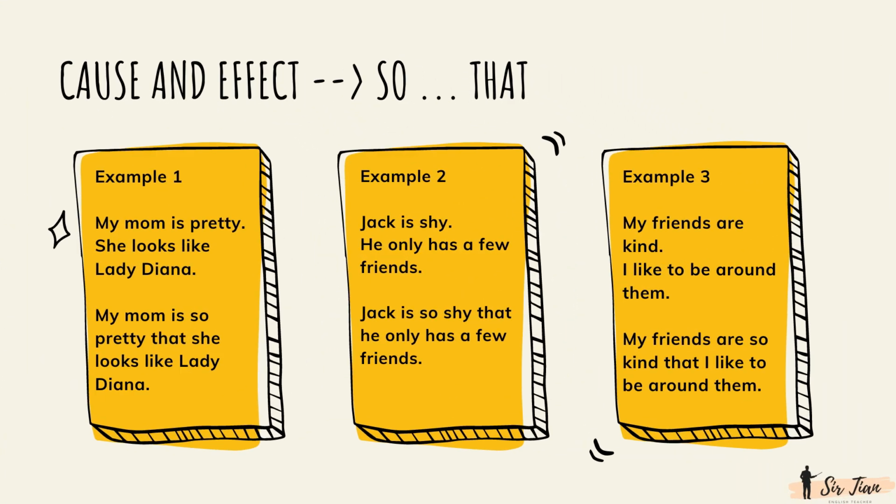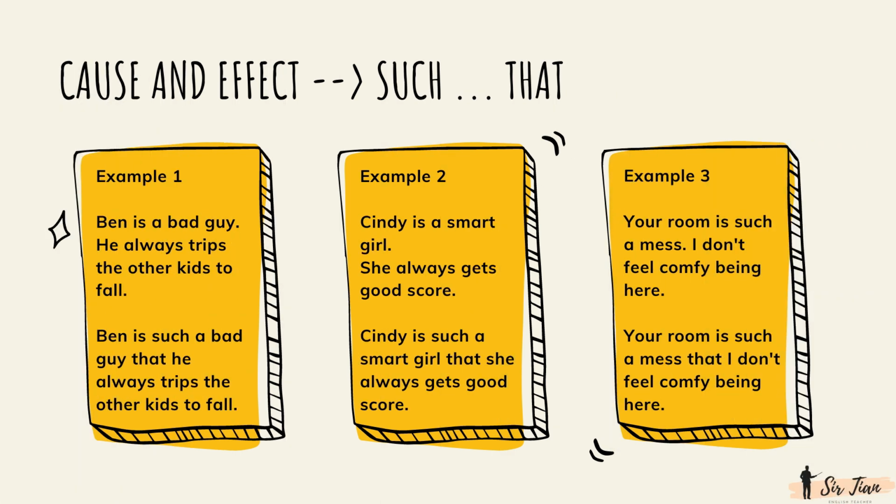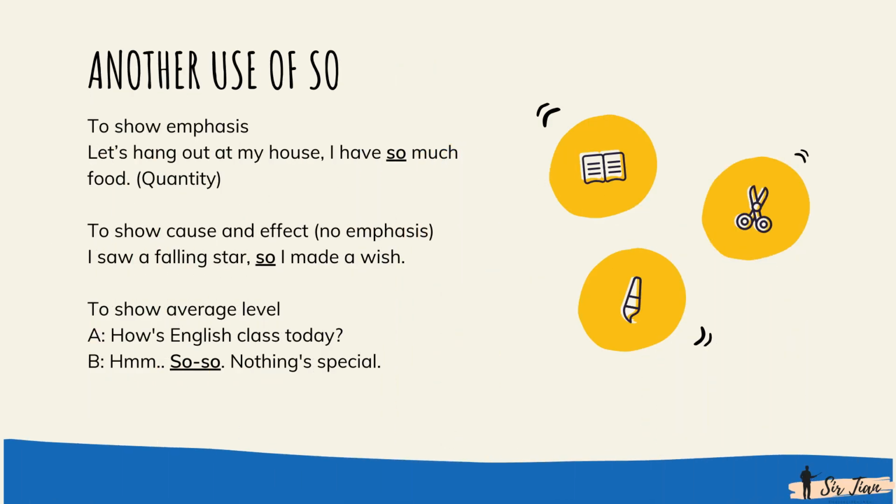This is how so that and such that show cause and effect relationship in sentences. Have a look and pay attention. It's easy, right? Now, I bet you can make a sentence using so that and such that. Okay, next I will show you another use of so and such without that in sentences.